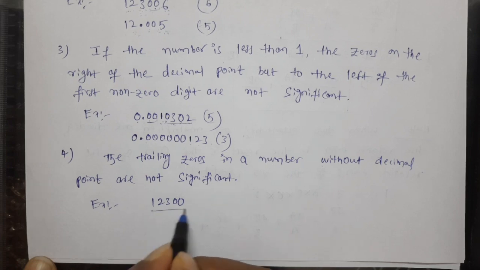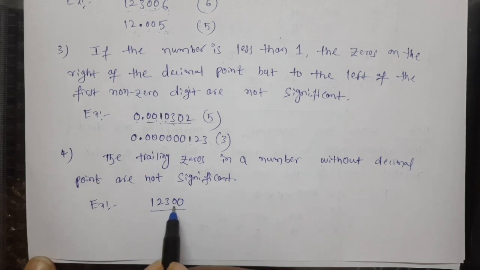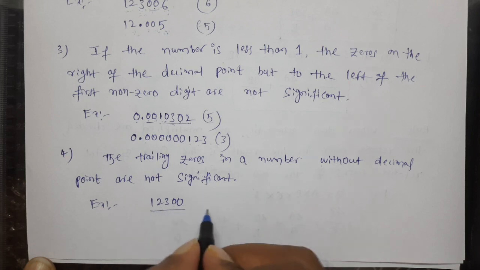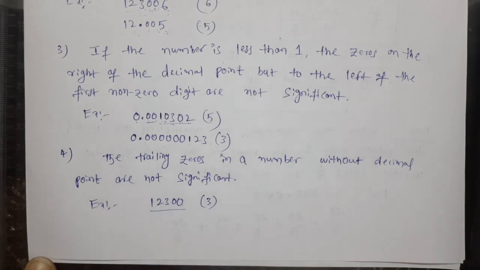Yes, so if we take this number, what are these two guys? These two are trailing zeros. But do we have any decimal point? No. So these two are not significant. Only the first three digits are significant figures. So how many significant figures are there? 3.